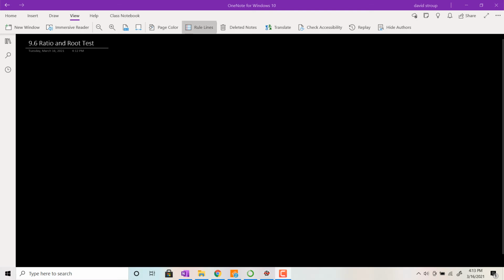Okay, hey, welcome back. This is basically the last test that we have to learn, the ratio and the root tests. We'll use the ratio test the most, so the root test is there, but it's not used as much. So anyways, here we go. First, kind of just defining what these tests are. So first, the ratio and root test.